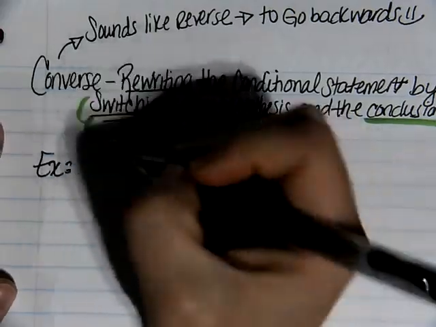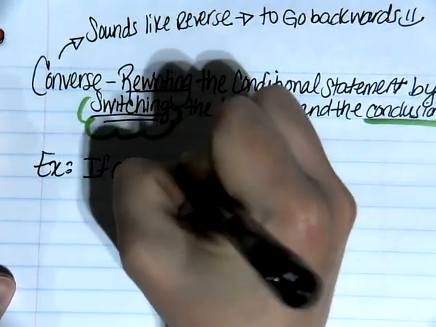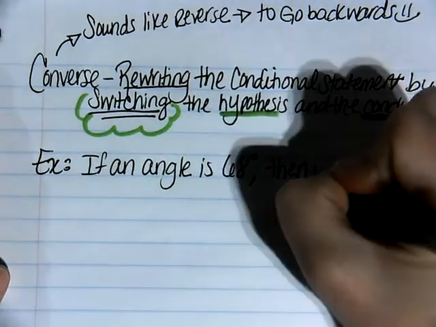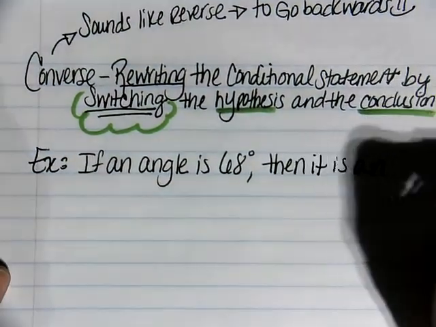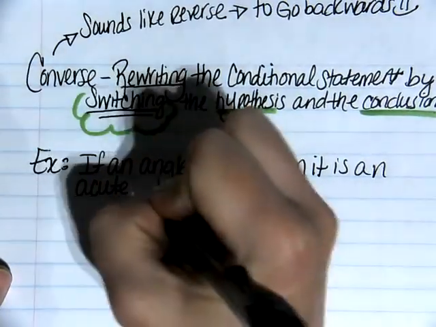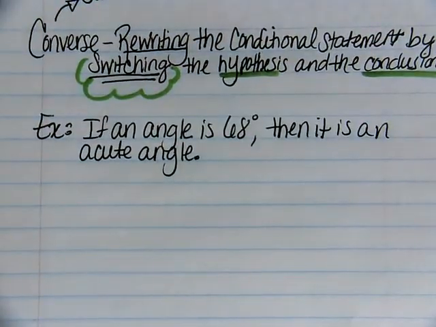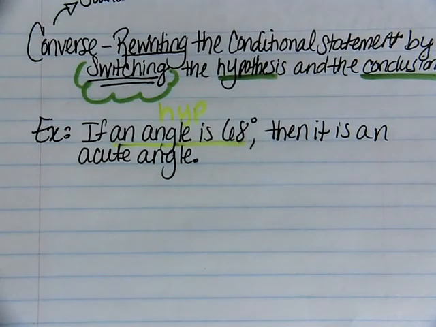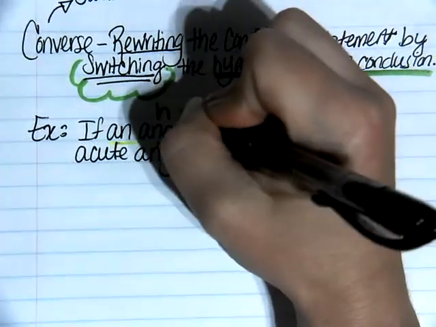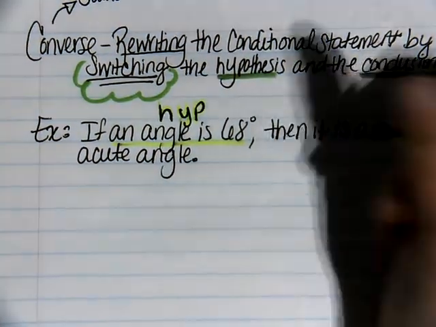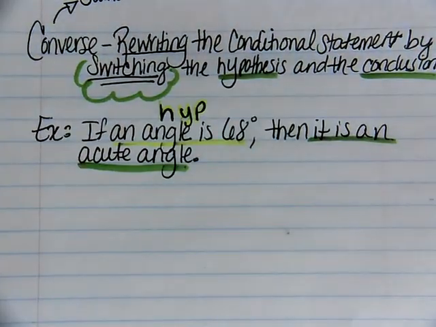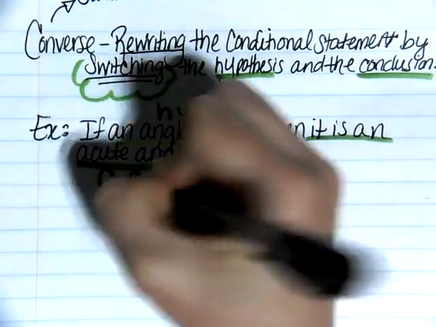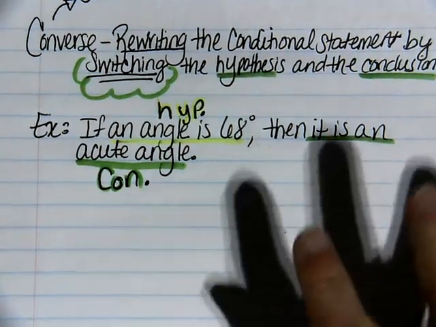So for example, let's say that we're looking at the statement, if an angle is 68 degrees, then it is an acute angle. In this statement, an angle is 68 degrees is our hypothesis. And the phrase, it is an acute angle, that is the conclusion. The hypothesis and the conclusion. So what we're going to do is we're going to reverse it.